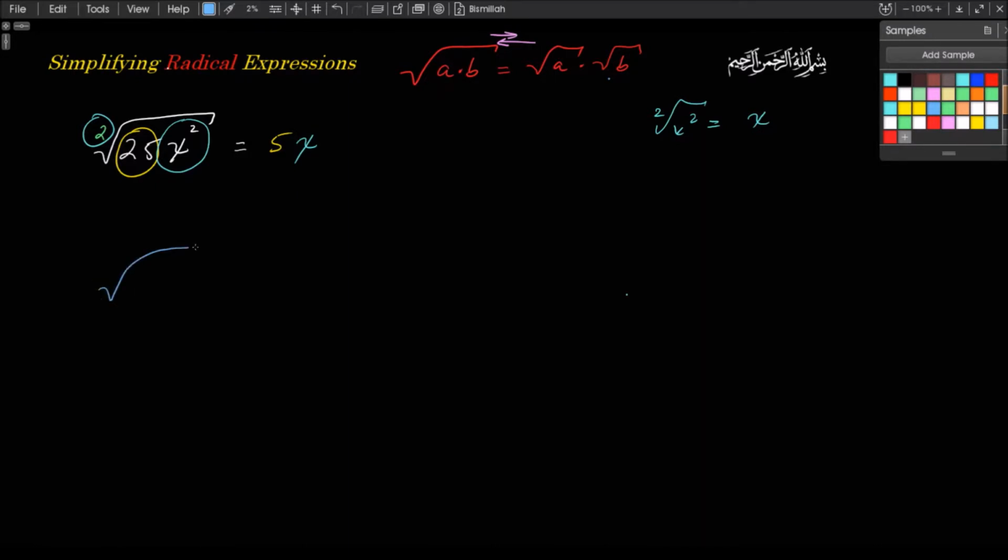Okay, how about this one? We have the square root of 50 times x cubed. Again, we're taking a square root. Here, we have to do prime factorization. We have to find the prime factors of 50. That's 2 times 25. And 25 is a perfect square. And if you didn't know that, then you would write that. So, okay, now we can rewrite this as the square root of 2 times 5 times 5, and then we have x cubed.